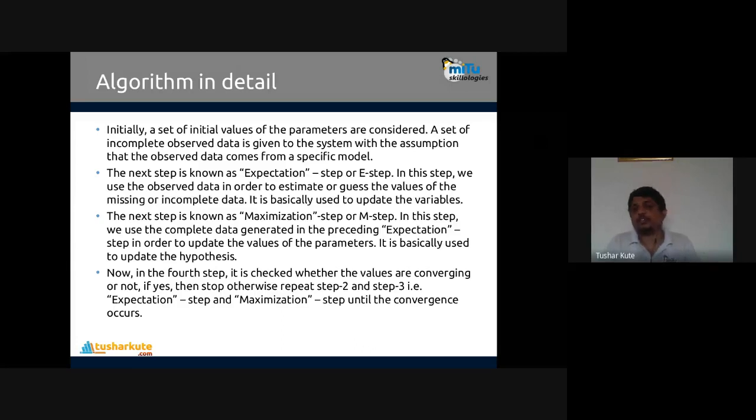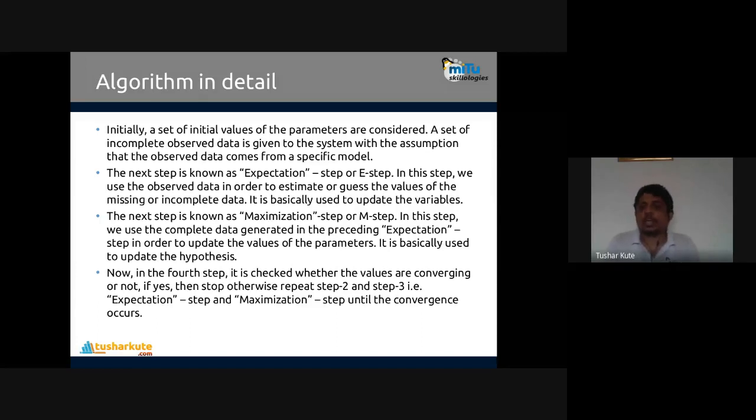The M step. In this step, we use the complete data generated in the preceding expectation step in order to update the values of the parameters. It's basically used to update the hypothesis and check it: I want to achieve that, so what do I want to do? So you update, you perform again, you update, you perform again. It's a combination of these. Now in the fourth step, it is checked whether the values are converging or not. If yes, then stop, otherwise repeat step 2 and step 3.